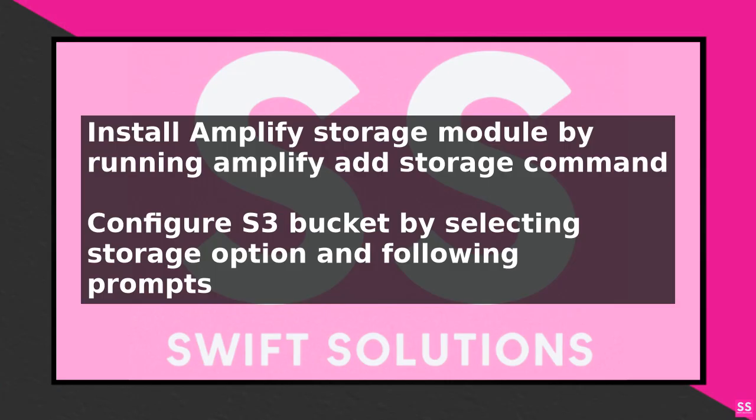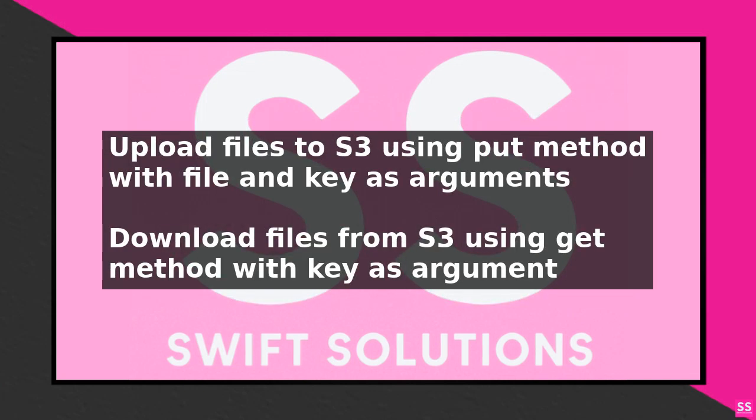To upload a file to S3, use the put method provided by the Amplify storage module. This method takes a file and a key as arguments, where the key is the path where the file will be stored in S3. To download a file from S3, use the get method provided by the Amplify storage module.